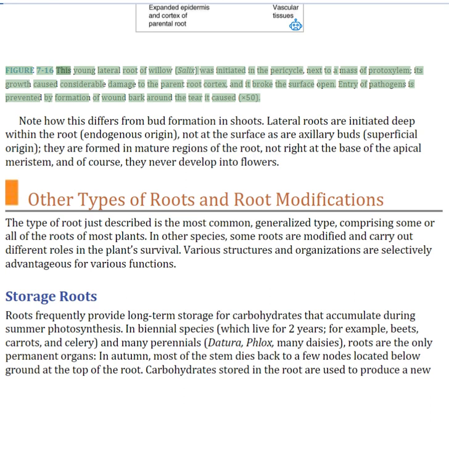Figure 7:16. This young lateral root of willow was initiated in the pericycle, next to a mass of protoxylem. Its growth caused considerable damage to the parent root cortex, and it broke the surface open.